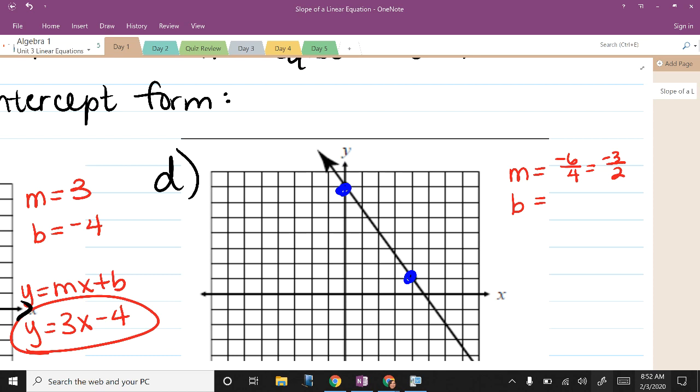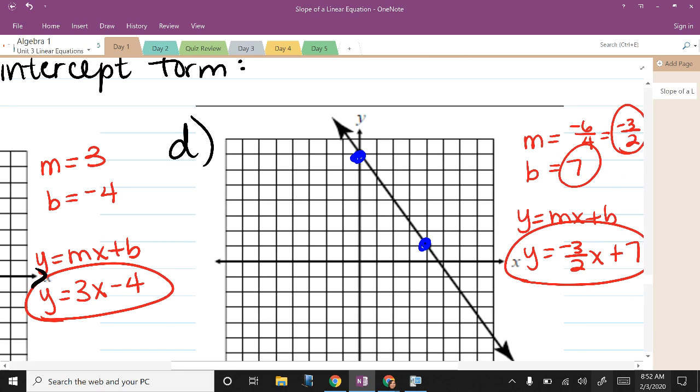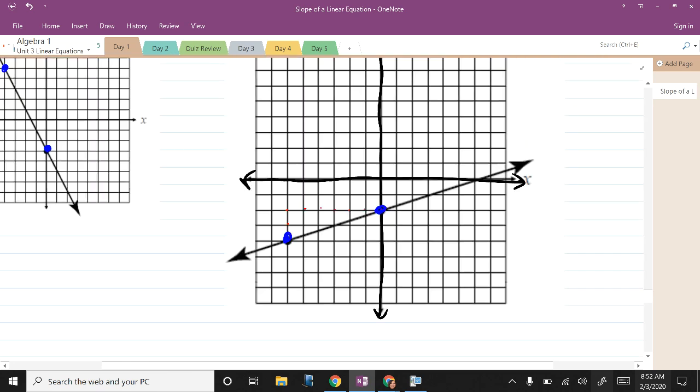All right. So my B is 1, 2, 3, 4, 5, 6, 7. +7 on the y-axis. Y'all agree? So there's my simplified M. There's my B. Y equals what? So can y'all write the equation of a line from a graph? Yeah. Rise over run for your slope, y-intercept for your B. Y'all are geniuses.